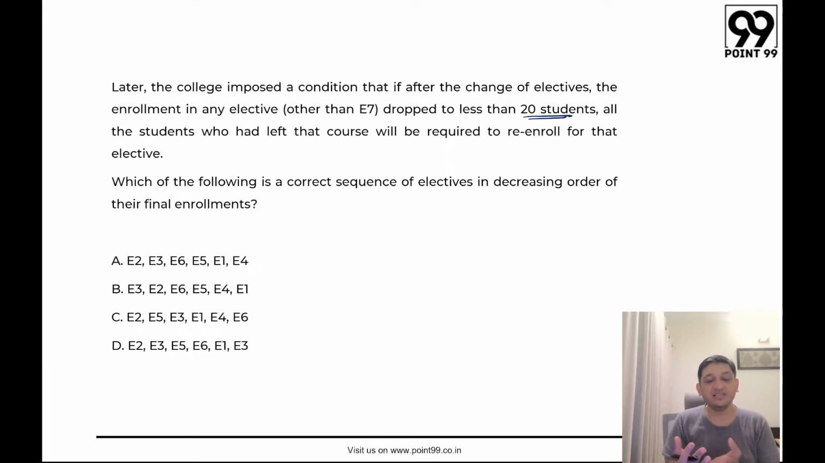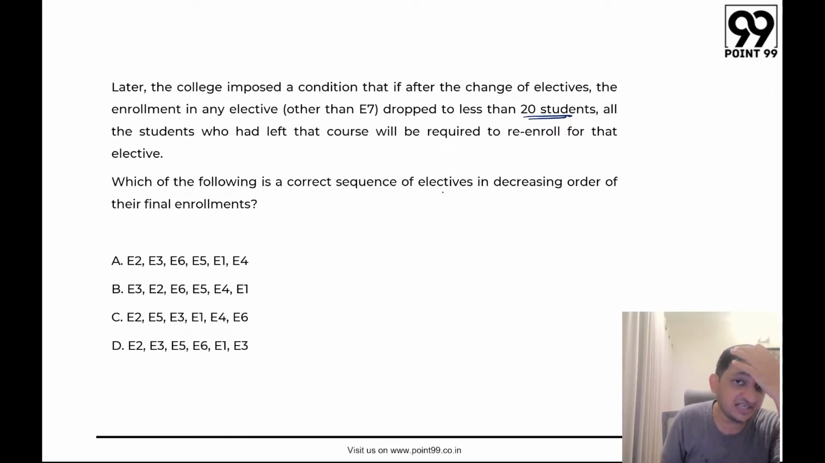Now what does this mean? Some people have gone out of this elective as well, so these people need to go back to that elective. So two things will happen. One, all the people will come back to that elective, घर वापसी. Everybody will come back. And second, from every other individual elective, these people will now go away in such cases. So let's look at this one. What happens after this?